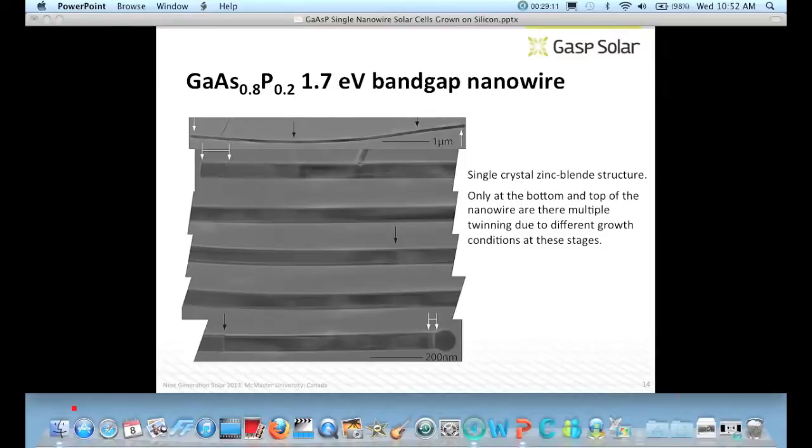But for the rest of the wire where light will be absorbed, you have essentially perfect single crystal zinc blende nanowire structure.